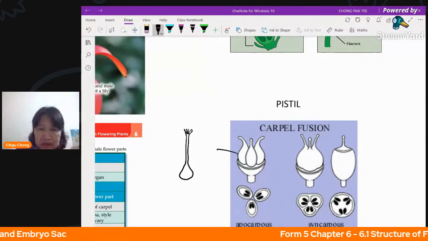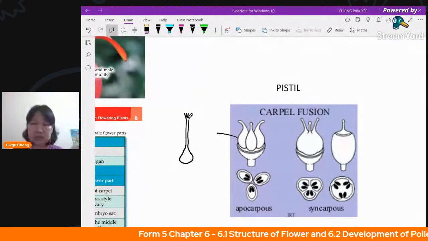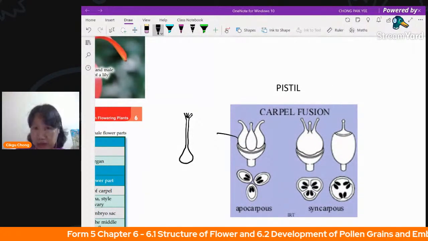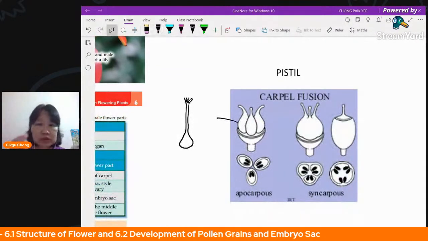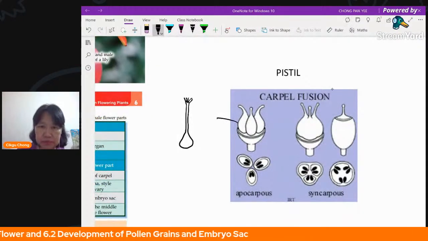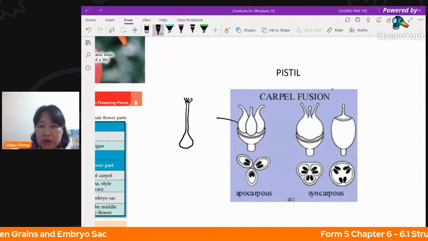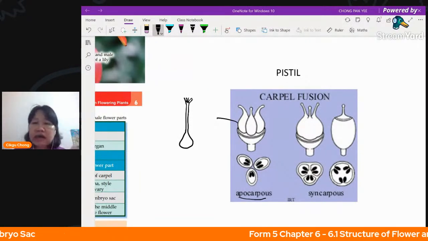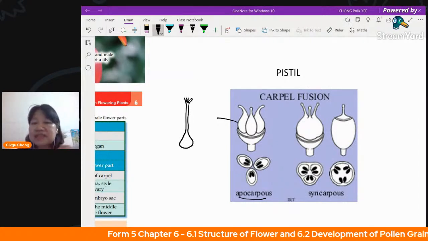Now there are certain different species of plants which have more than one carpel. So the carpels can be fused. For example, this one is three carpels. They are not fused together, so we call it apocarpous. You don't need this. And then there's some which are also three carpels, but they get fused together, which is syncarpous.